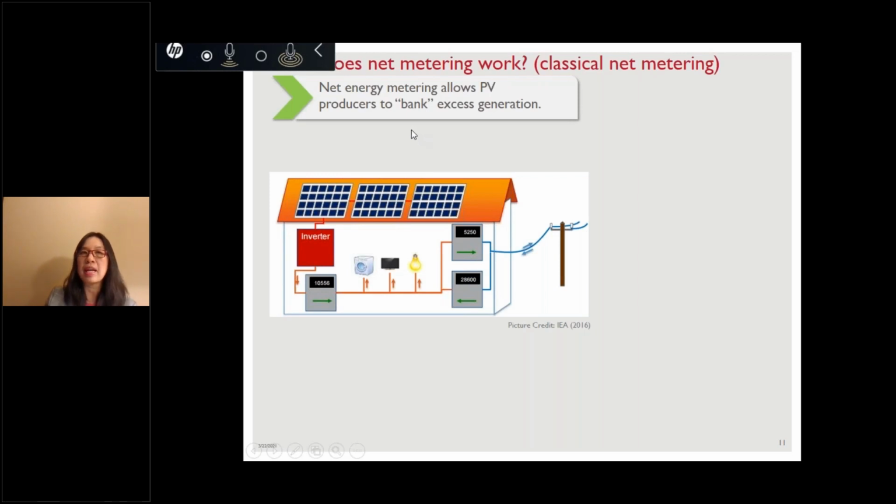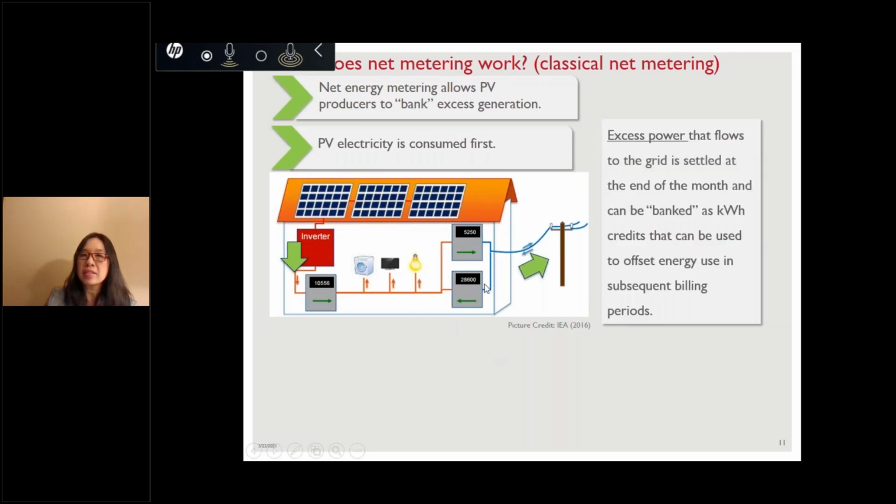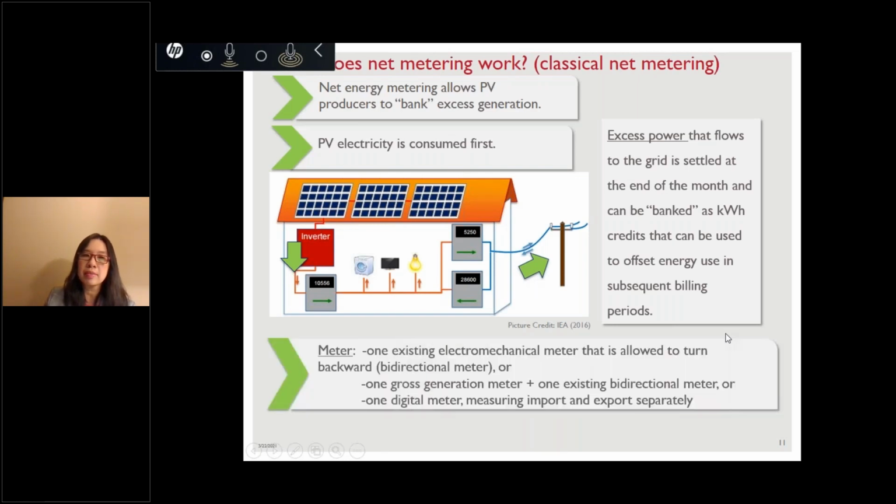So net energy metering, how does it work? This is a scheme that allows the PV producers to bank excess generation. So when the PV system produces electricity, it is consumed first by the load. And the part that's not consumed is the excess generation that is fed into the power grid and is settled at the end of the monthly period or billing period. If at the end of the billing period there's any excess generation left, that can be banked as kilowatt-hour units that can be used to offset energy use in future billing periods.